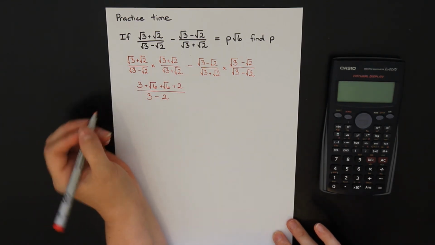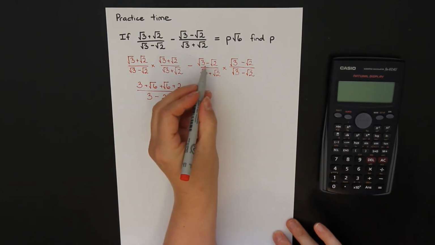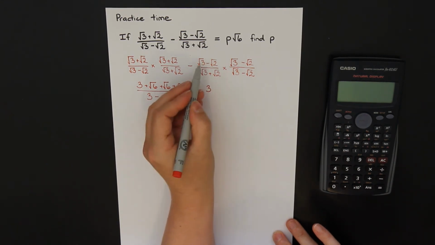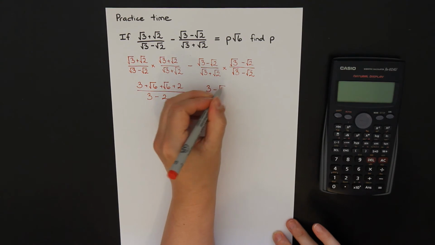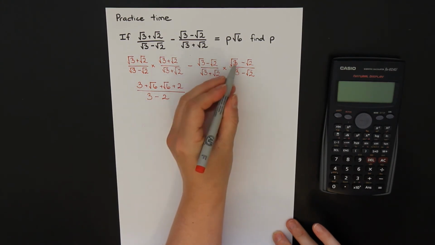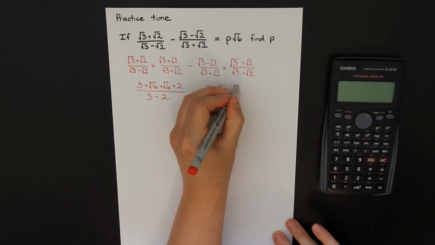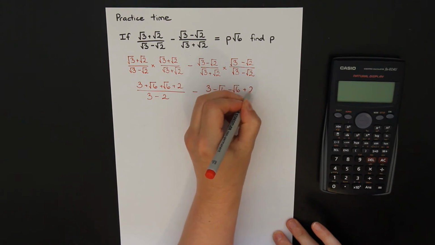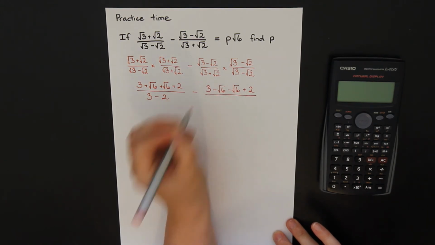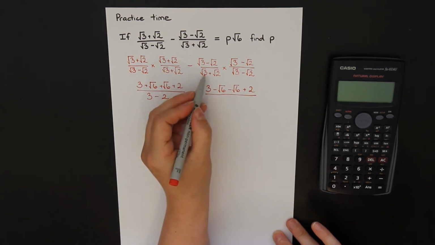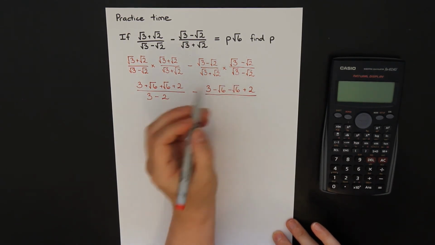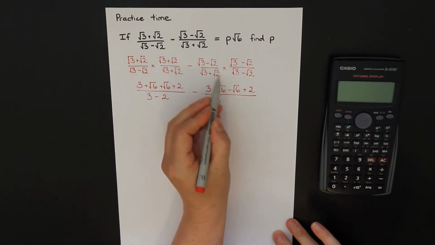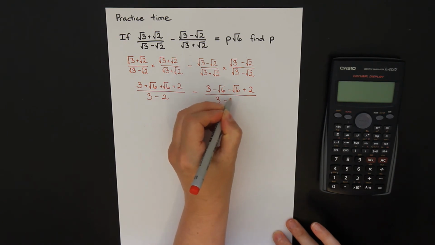Okay, expanding the second one. First is root 3 times root 3 is 3. The outside, root 3 times minus root 2, minus root 6. Inside, minus root 2 times root 3, which is minus root 6. And last, minus root 2 times minus root 2 makes a positive 2. Square roots cancel out. On the bottom, first is root 3 times root 3 is 3. Middle terms will cancel, so last will be root 2 times root 2 makes minus 2.